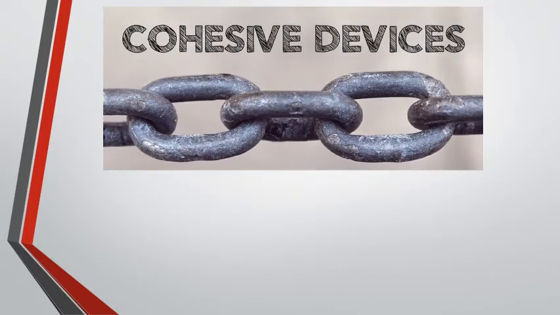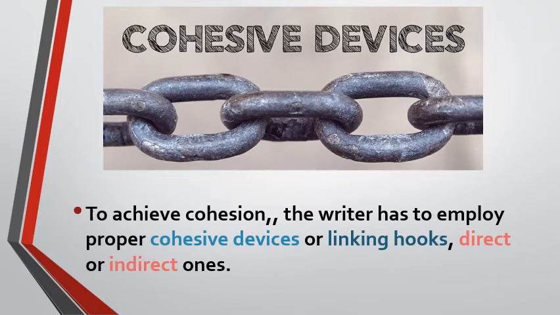See the cohesive devices? They are the chain that links all those paragraphs. See these chains? These sets? They are connected together by the cohesive devices. And in this way, the paragraphs in the essay are connected. To achieve cohesion, the writer has to employ proper or good cohesive devices or linking tools. Sometimes we might name them cohesive devices. Other times we might say they are linking hooks. They could be direct or indirect. Let's see how.